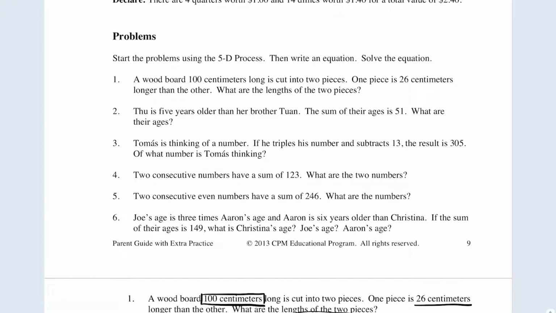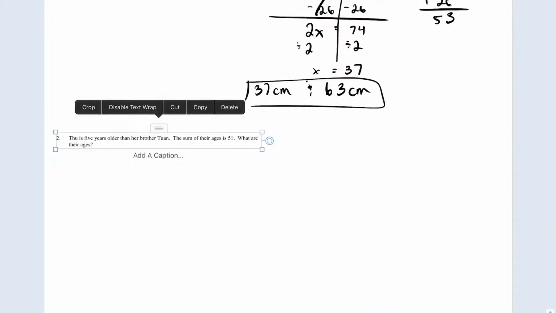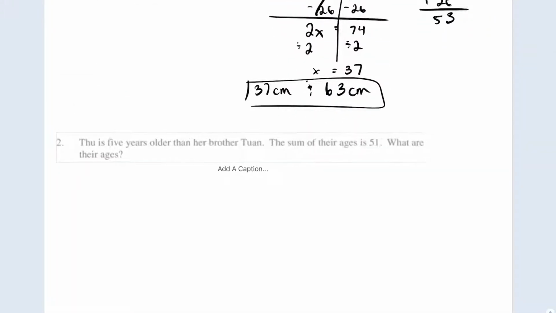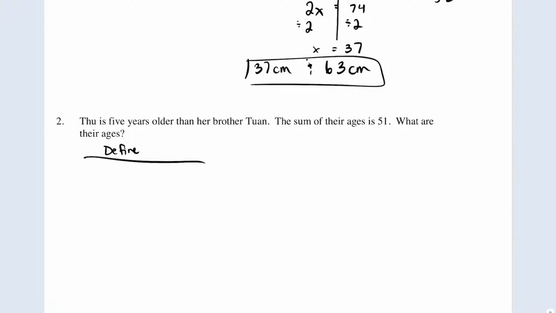Number 2. Let me go ahead and copy this. Okay, so Tu is 5 years older than her brother Tuan. Let me expand this a little bit. There we go. The sum of their ages is 51, and what are their ages? Okay, so let's see. I'm going to go straight to my define step here. I have two siblings, Tu and Tuan.